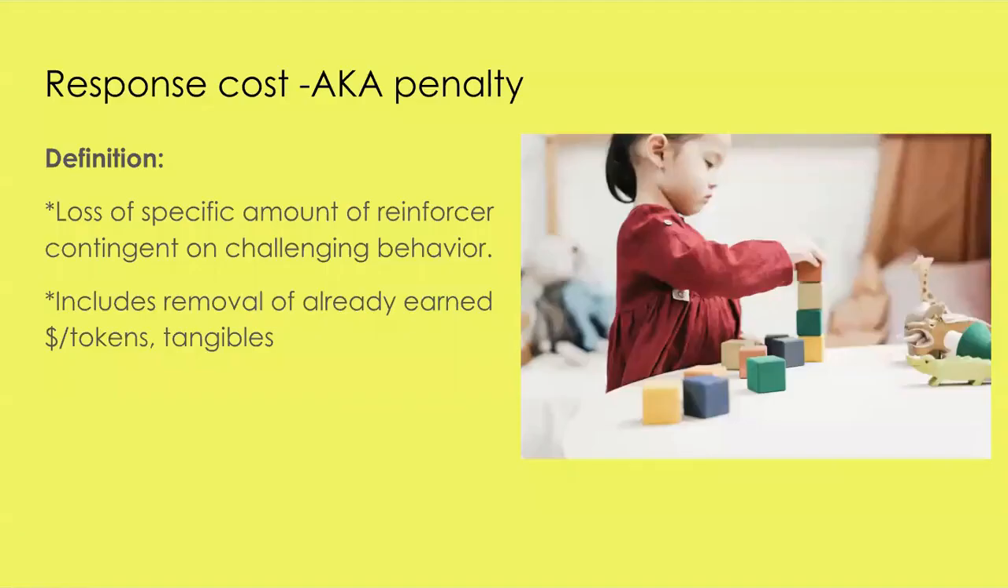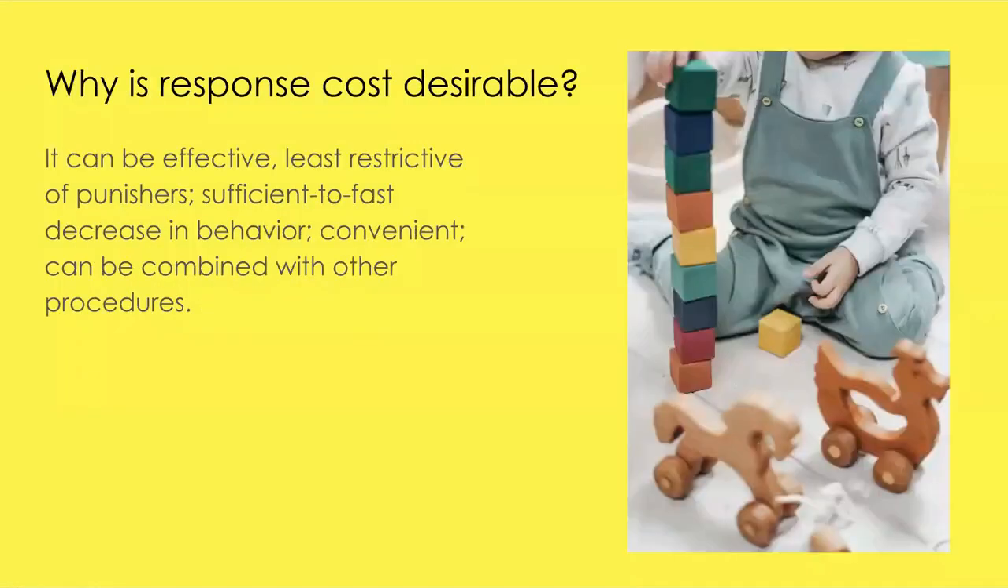So the next one that we want to talk about for common punishment procedures in schools is something called response cost. It's kind of like a penalty. The definition is a loss of a specific amount of reinforcers contingent on the challenging behavior. So there's basically a cost for responding in that challenging way. It does include removal of already earned money, token boards, or tangibles. So these are things the student has already previously earned, and you are taking those away.